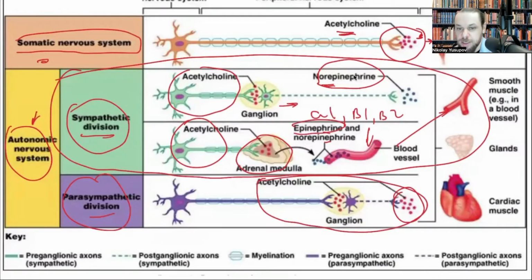And acetylcholine, depending on the site, targets, for example, M receptors on the heart. When it binds, it's going to slow down the heart. So the major neurotransmitter of the parasympathetic division is acetylcholine. Hopefully that's clear.